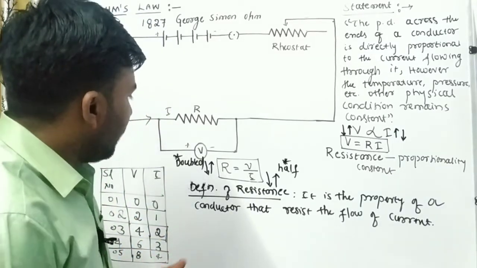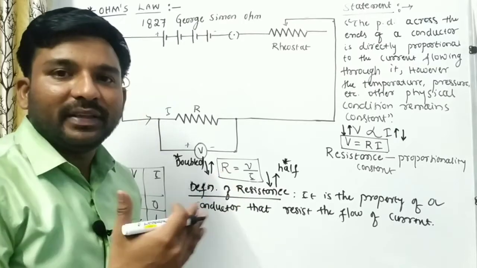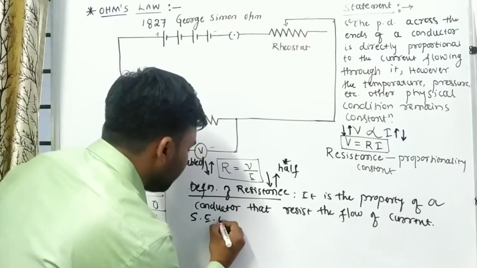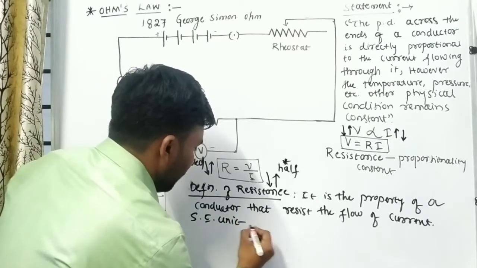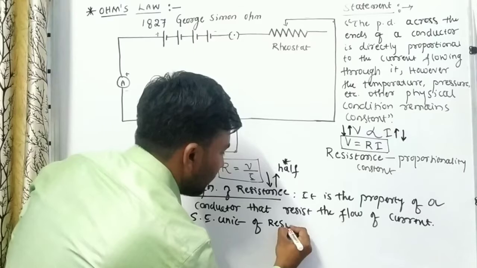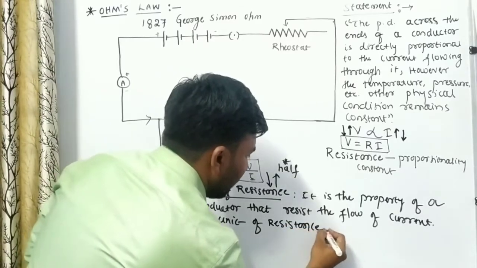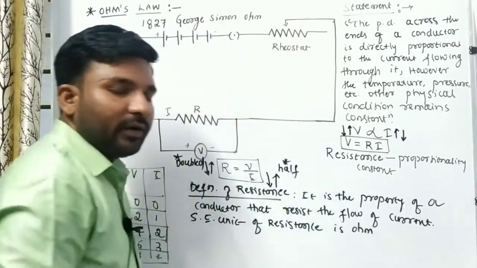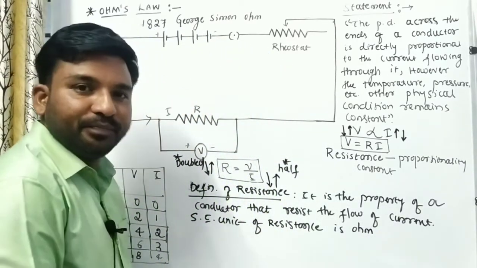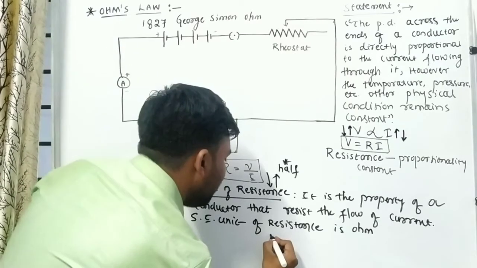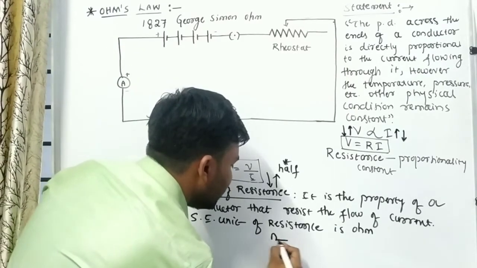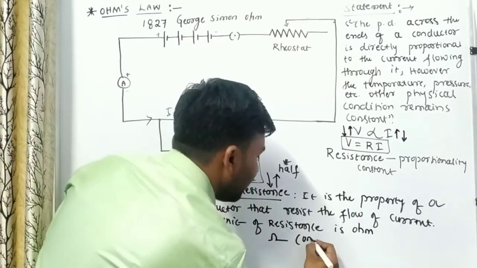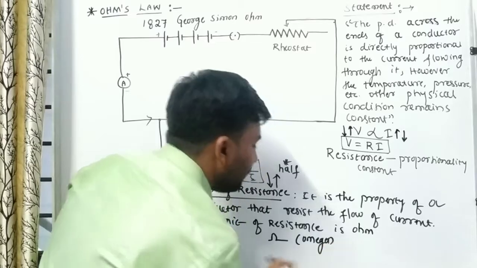Okay. Now the SI unit for the resistance is ohm. The unit for the resistance is ohm, which is represented by the symbol, the Greek letter omega. Got it?